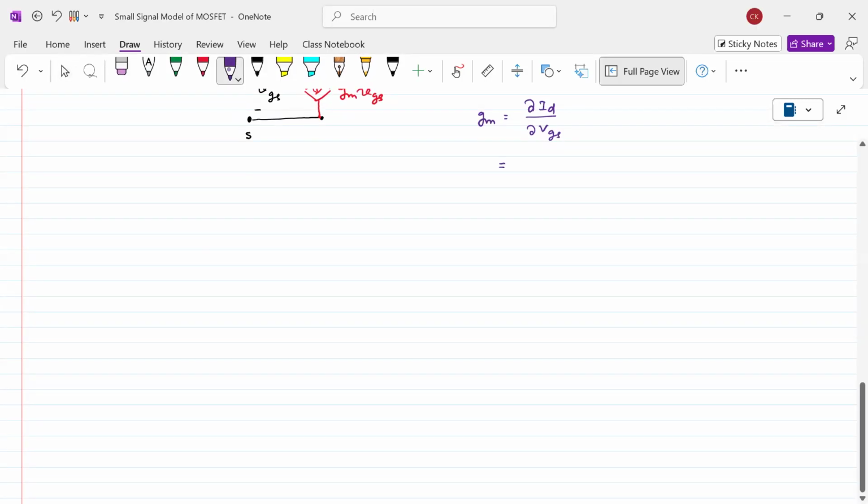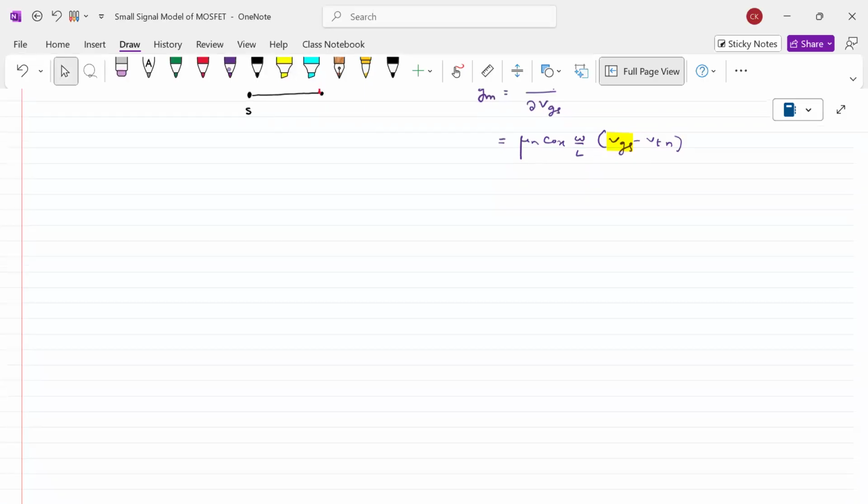What is the value that we got here now? After so many things, we concluded gm is mu Cox W by L into (VGS minus VTN). As you can see, the transconductance of the transistor depends upon the large-signal value of VGS, the main value of VGS. Did you catch this point? Not the small value. Small vgs is not what it depends upon. It depends upon the capital VGS, not small vgs. Please remember that.